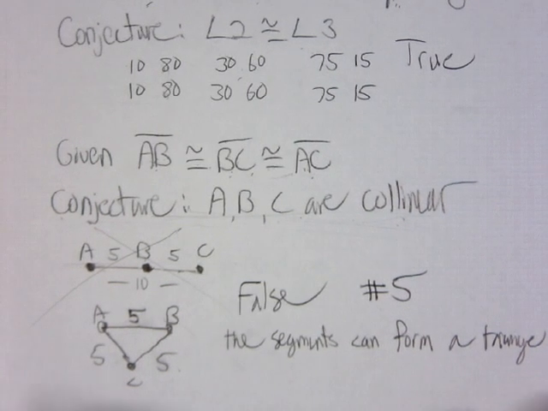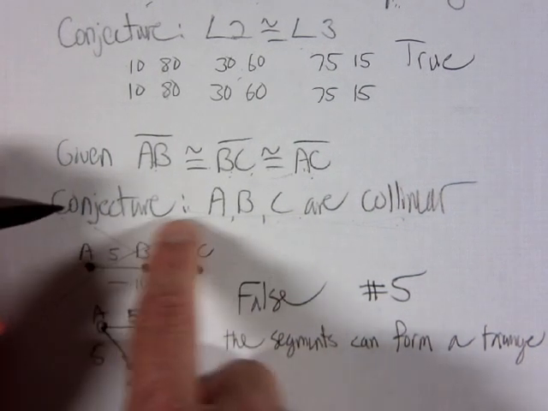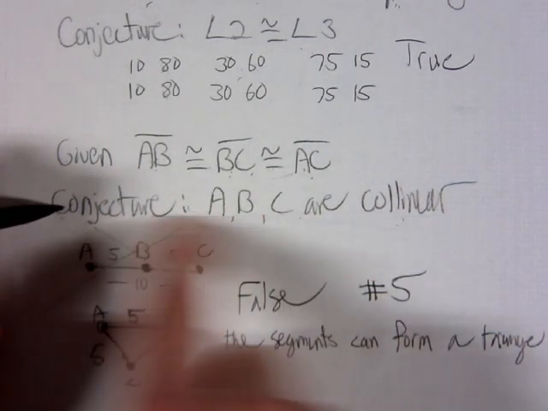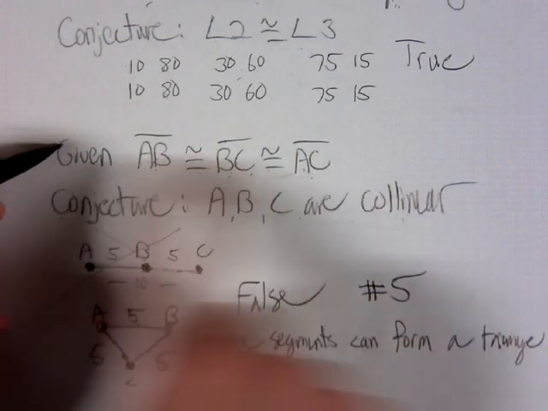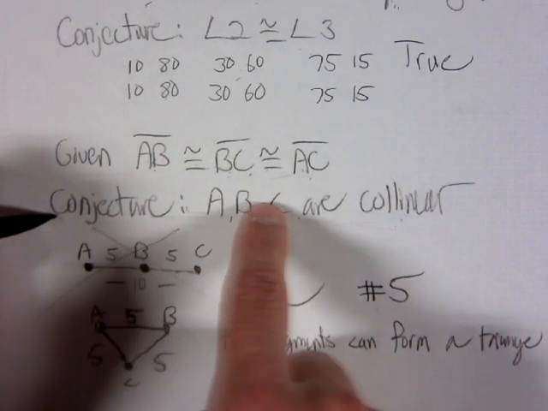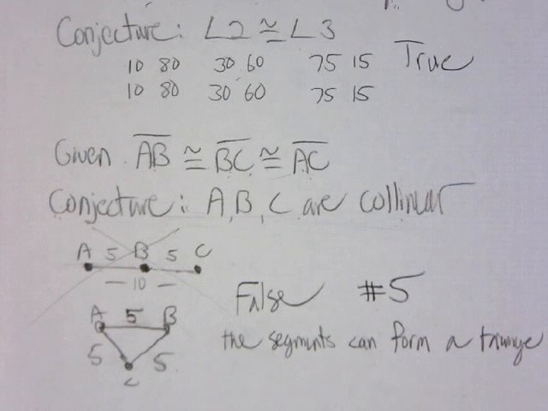All right, so remember, it's the conjecture that you're trying to tell if it's true or false, not the given. The given is a fact. It's the conjecture that you're trying to figure out whether that's going to be true or false. So take that information and make sure that you use it while you are working on your quiz.